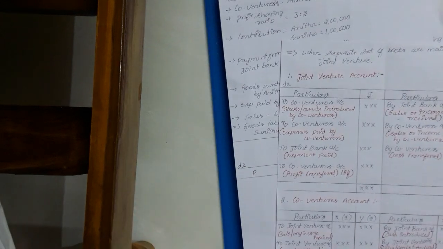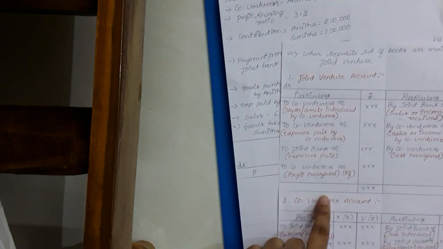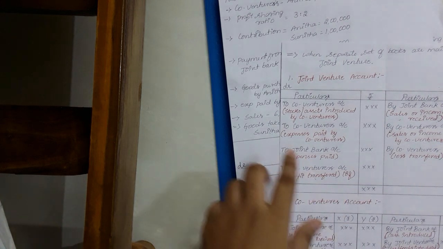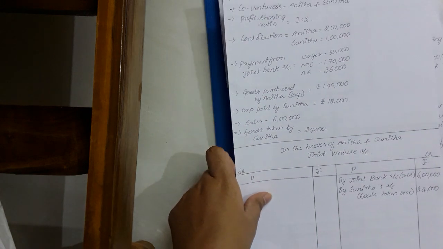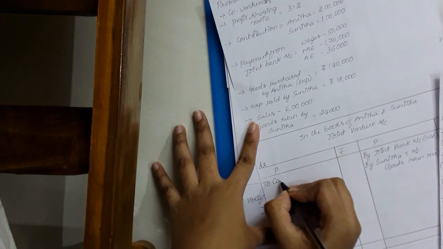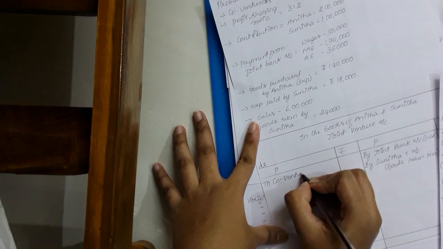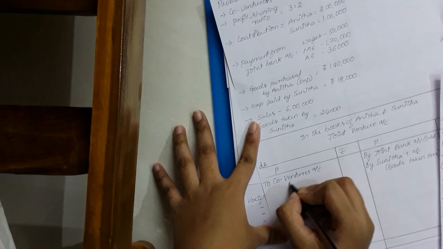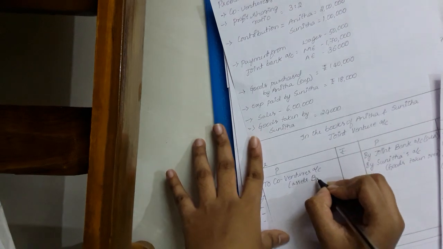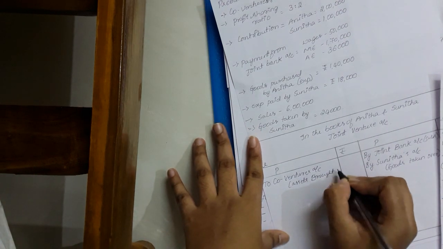So next, coming on to the debit side. What is there on the debit side? First thing is to co-ventures, assets introduced by the co-venturers. So here, two co-ventures account, assets brought. So here the asset has been brought, right?